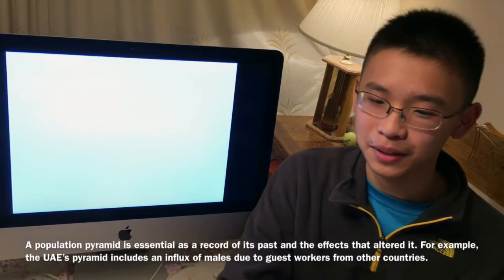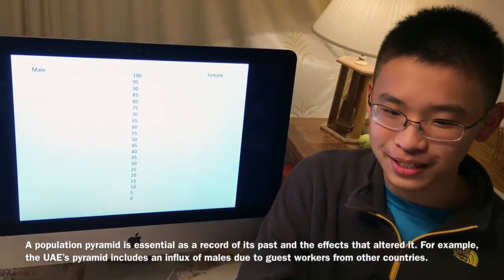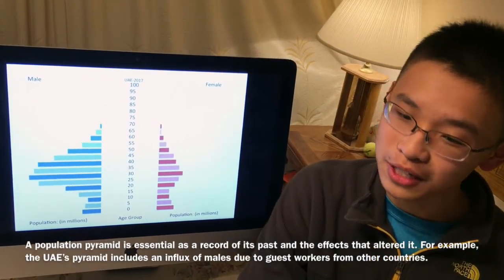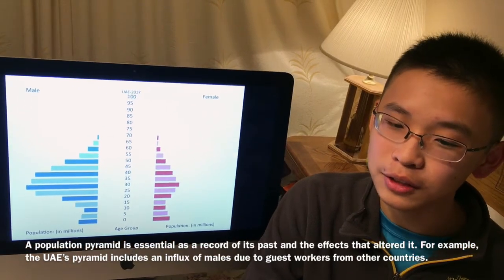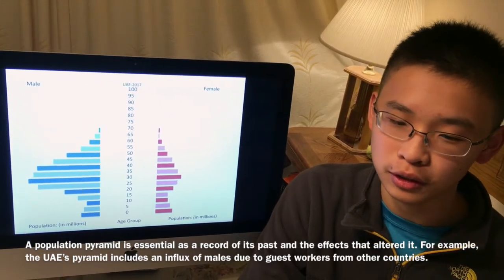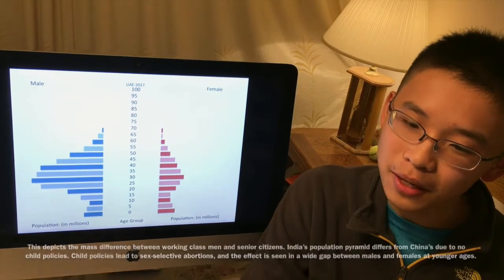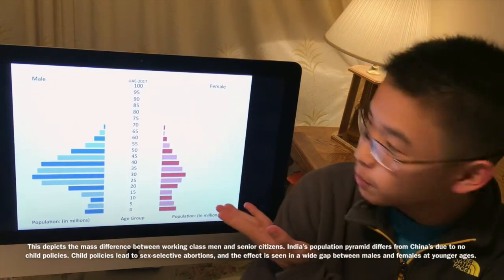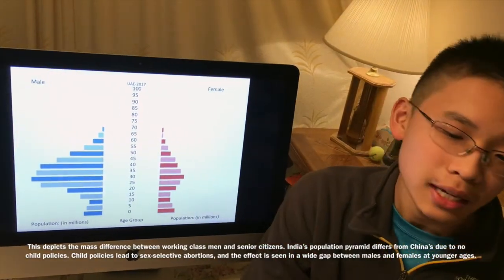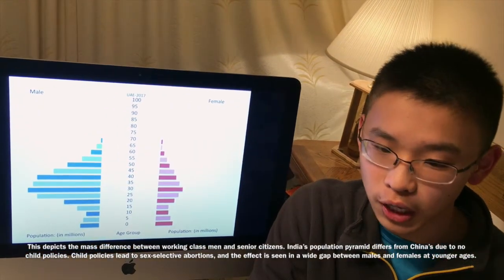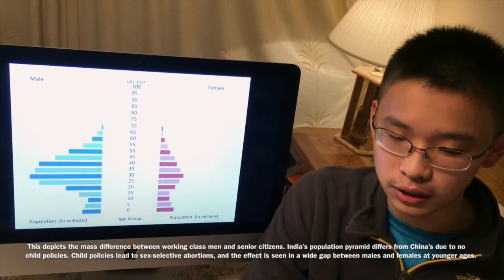A population pyramid is essential as a record of its past and the effects that altered it. For example, the UAE's pyramid includes an influx of males due to guest workers from other countries. This depicts the mass difference between working class men and senior citizens.